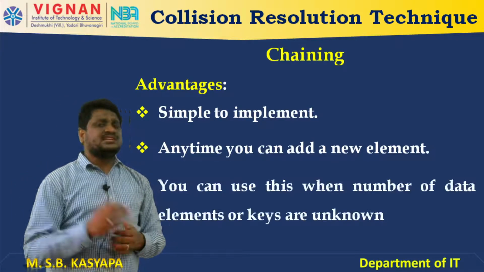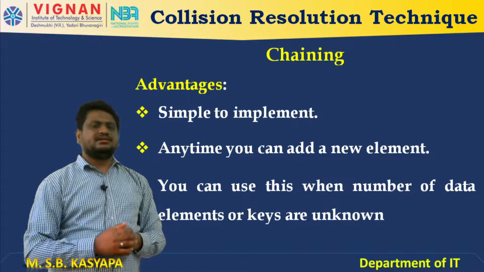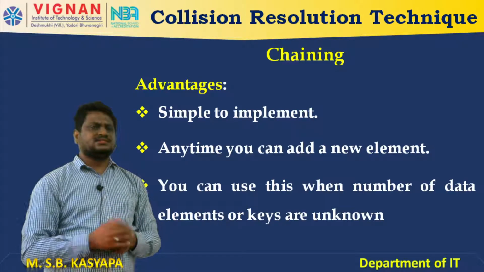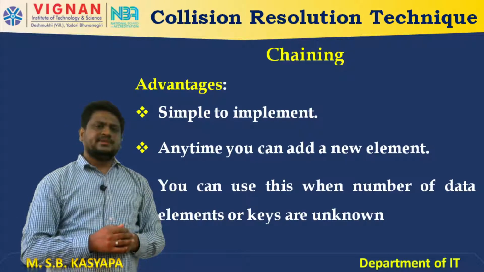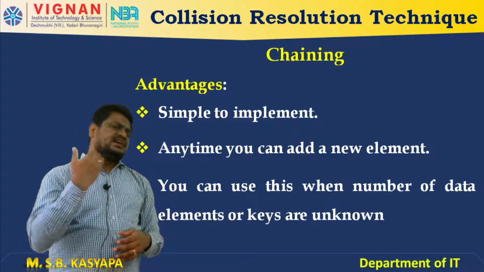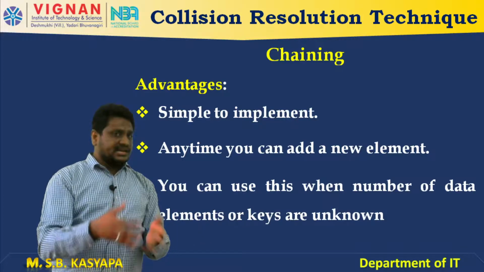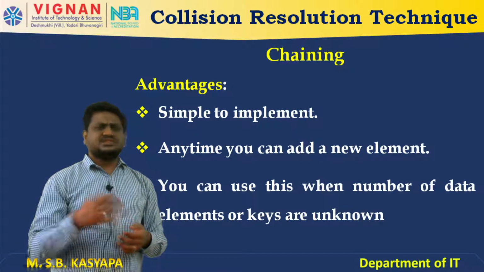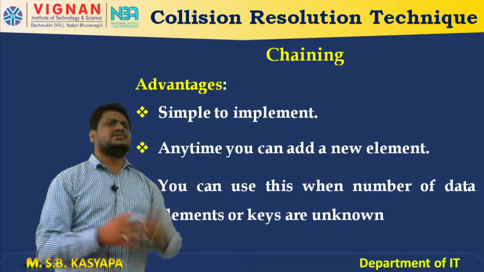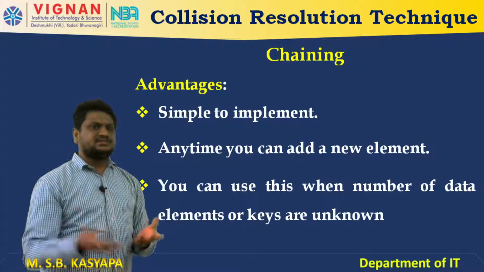Now, what are the advantages of chaining? It is very simple to implement, am I right? Just create a linked list, then do the process. Then you can add at any time. There is no need to check whether the hash table is full or empty. If it is full also, you can add another element in a linked list. That is the main advantage of a linked list.